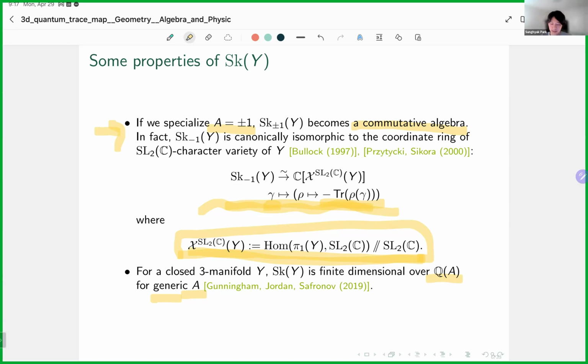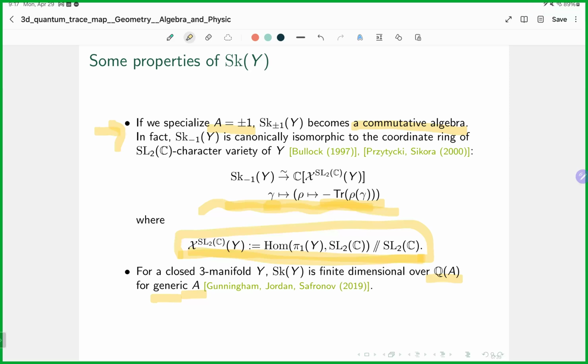When A is plus one, that commutative algebra also turns out to be isomorphic to the coordinate ring of the character variety, but not canonically so. Its isomorphism depends on the choice of a spin structure on Y, if I remember correctly. Still the same as the coordinate ring of the character variety. Sorry, did I answer your question?